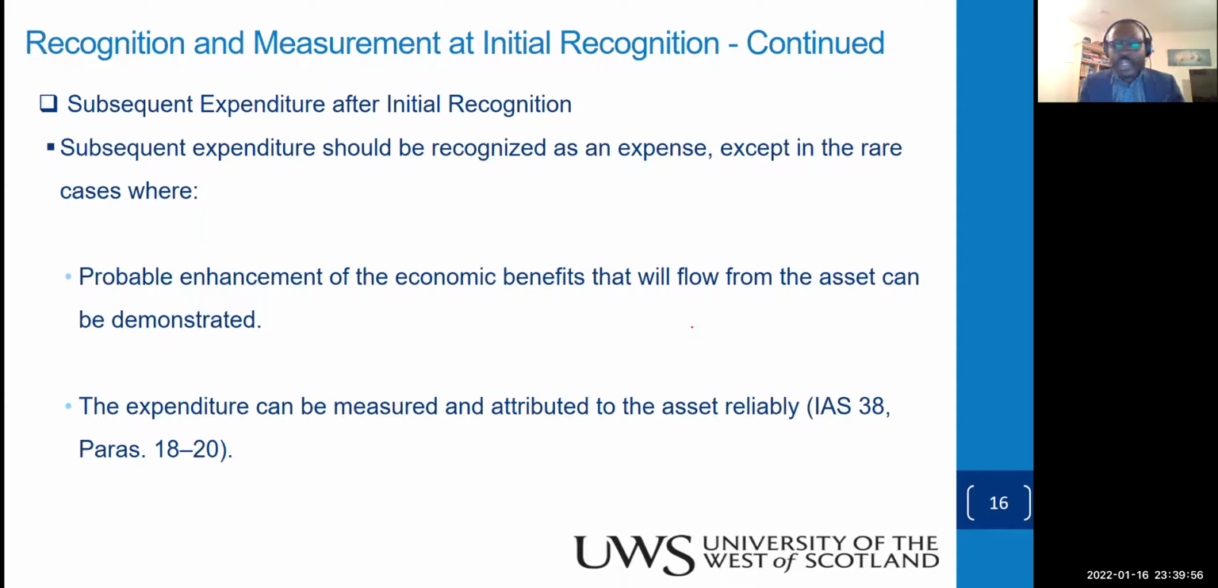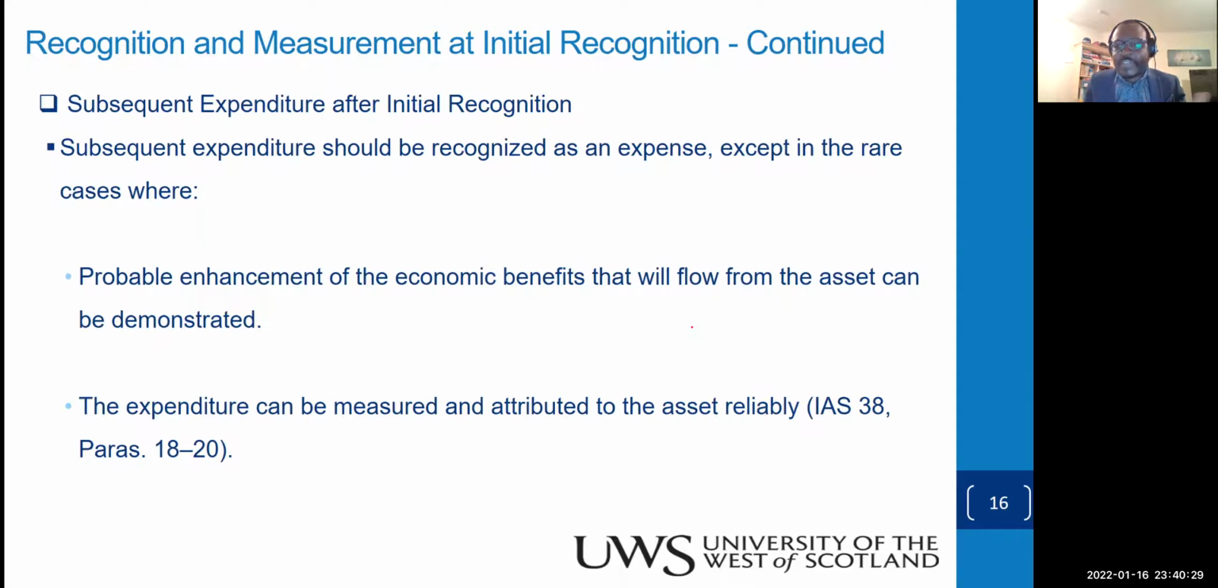Okay. Now, recognition. Let's look at this. Okay. At initial recognition, what do we do? And measurement. Okay. Like I said, subsequent expenditure should be expensed, recognized as expense. Any subsequent expenditure that you've incurred after the development, okay, after the intangible should be expensed, except in some rare cases. One, if only the subsequent expenditure led to enhancement of the assets. So it led to a booster development.